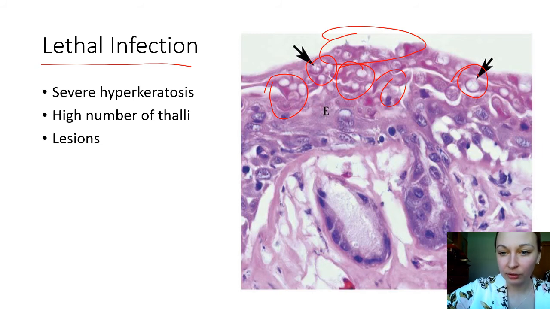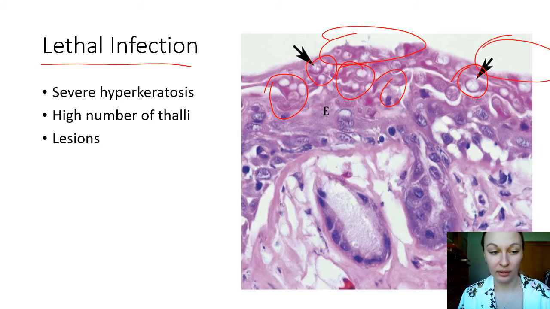This is a lesion up here and a lesion over here. So those are like those white spots we saw in the previous picture. And then this is overall just severe hyperkeratosis, so that thickening of the skin.